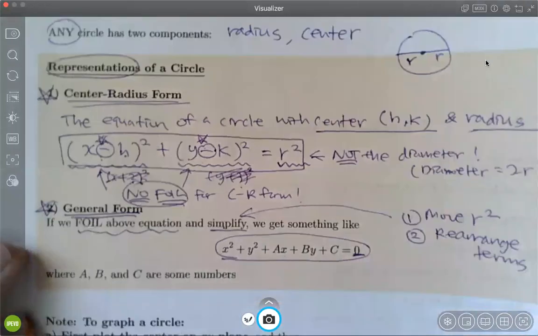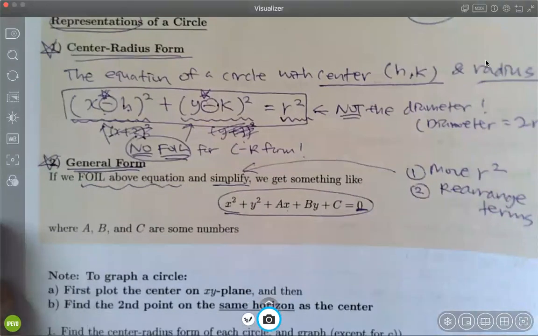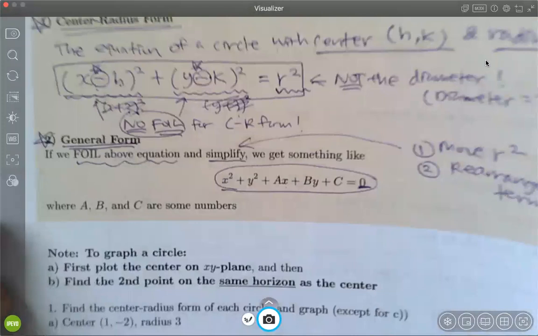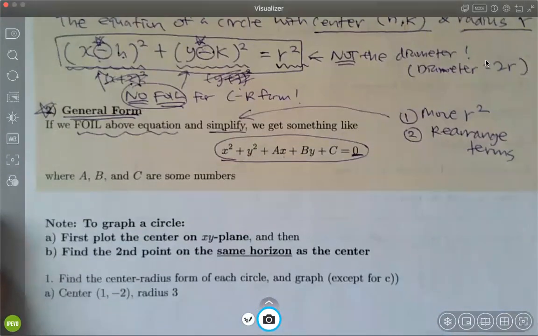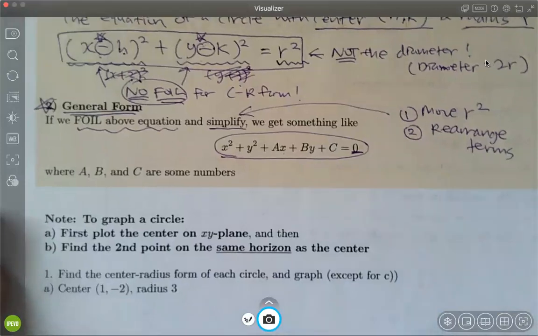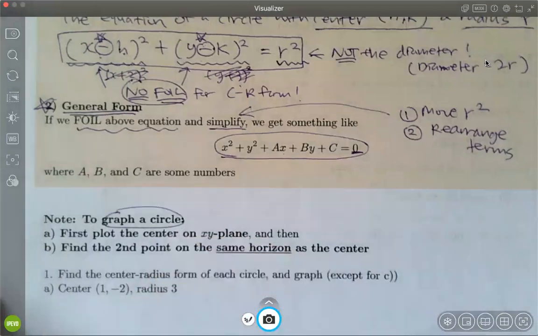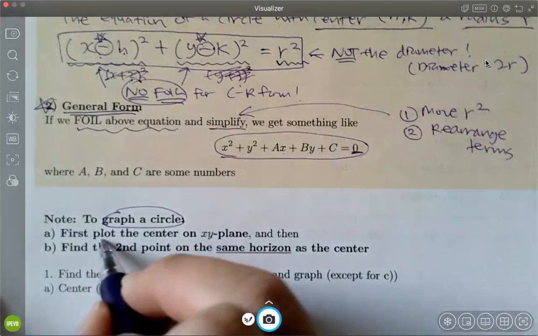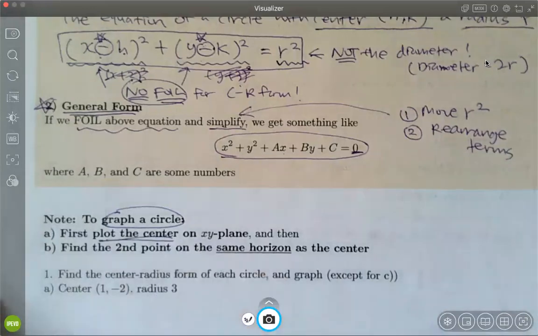Now for the circle, what you can do is sketch the graph. However, you cannot sketch the graph in a normal way, like you draw the graph of any other shapes. So how do you graph a circle? First, you need to come up with 2 points. One of them is fairly easy: plot the center. Then step number 2, find the second point.